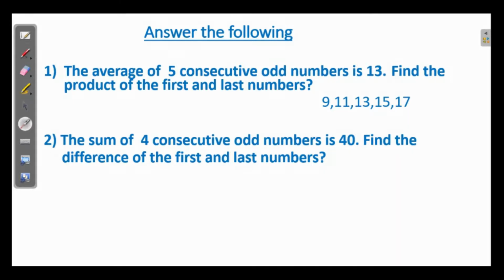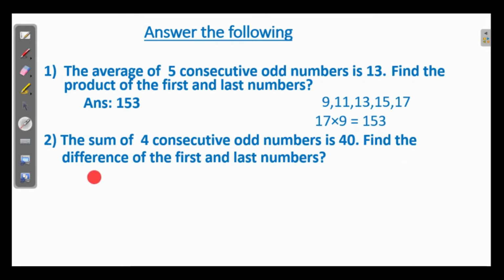First, let us write this 11 and 15. Then we can write this 9 and 17. Then only 13 would be the middle number. Now, find the product of the first and last numbers. 9 into 17 or 17 into 9. 17 into 9 is equal to 153.